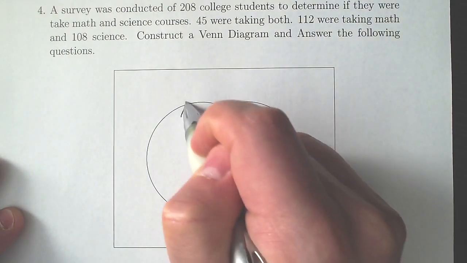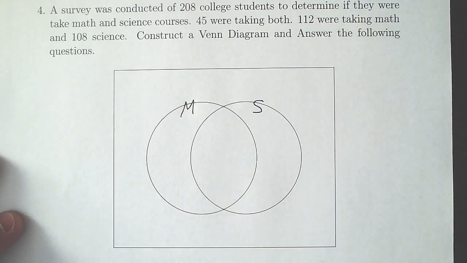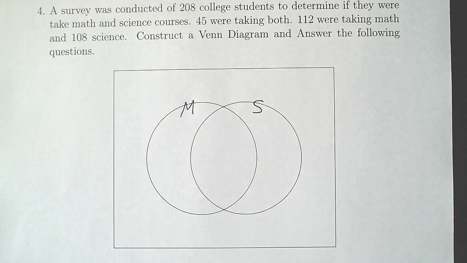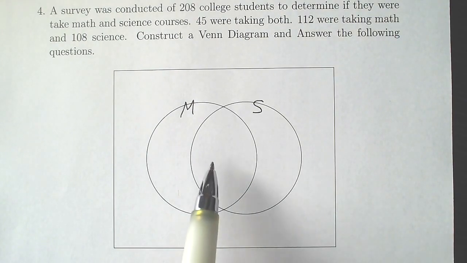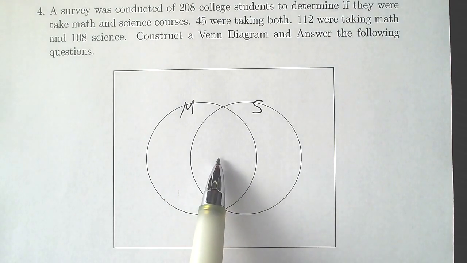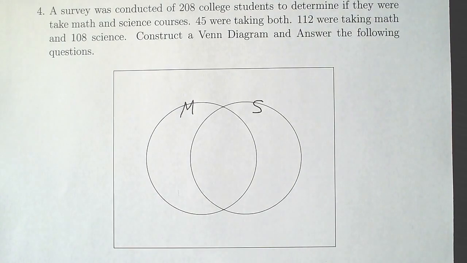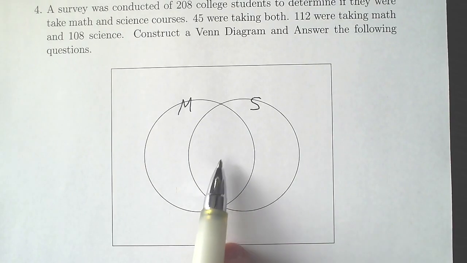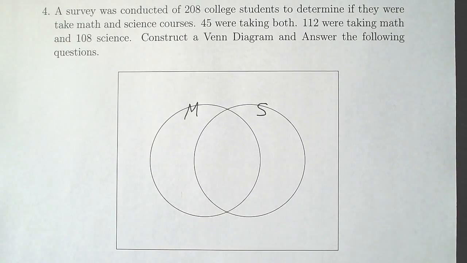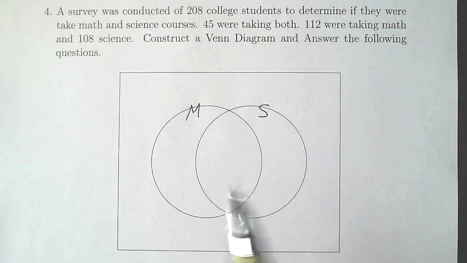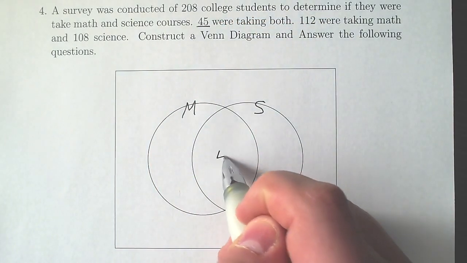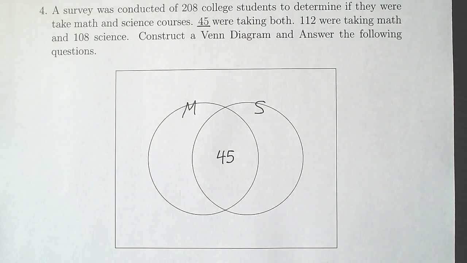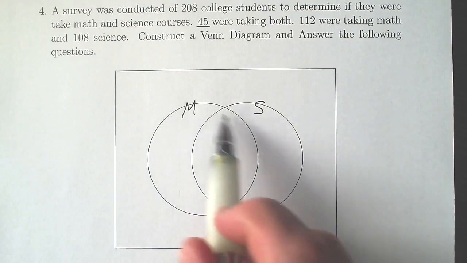Let's label these math and science. Let's just do M and S. And remember, in that section on surveys, it was suggested that you try to work from the middle. You try to work from the innermost region and then work your way out. Usually you can do that. I think that maybe the last problem from 3.4 was a little tricky because we had to do it in a different order. But usually you can try to work from the center and work your way out. This does tell us 45 were taking both, so there are 45 students in that overlapping area, the overlapping shape.